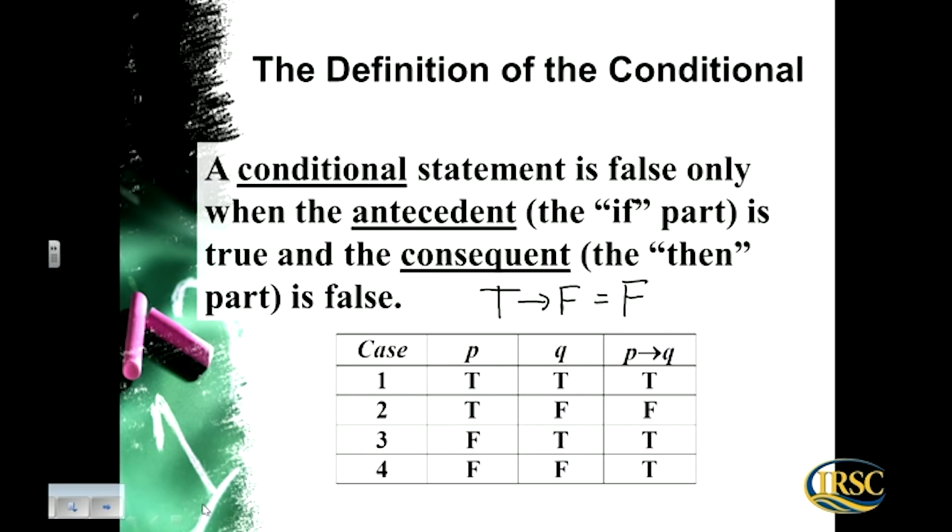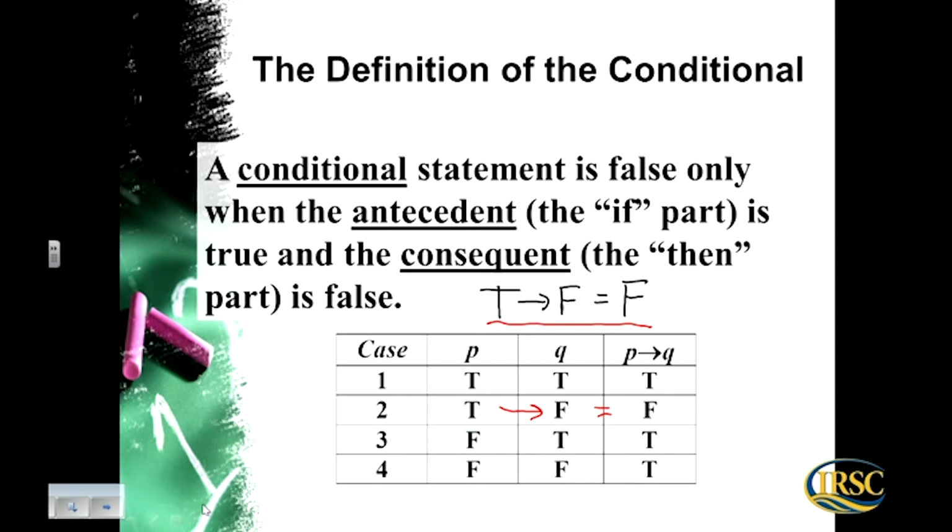Case 2 was that you pass the final, but you don't pass the course. So P is true, Q is false. And so I broke my promise. Notice this pattern right here. It's what I wrote right up here. If true, then false is false. Third case, you did not pass the final, so P was false, but you did pass the course.